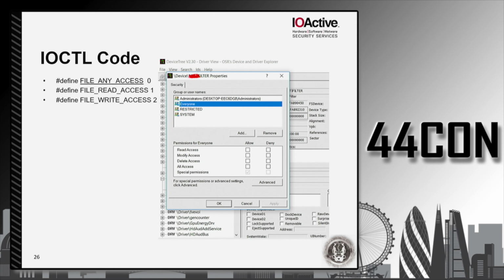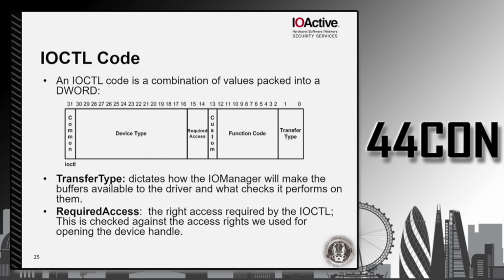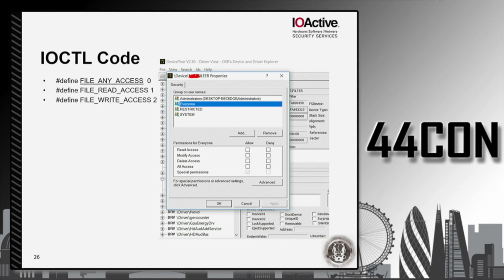And what you can do is then start issuing I/O controls that are set with a required access of file any access. And it will work. And the same goes for read or write. In the end, you need to audit what the required access is for each I/O control code. Of course, if you don't appear in the ACL, then you won't be able to open a handle. But if you see something like this, then you need to get into it.